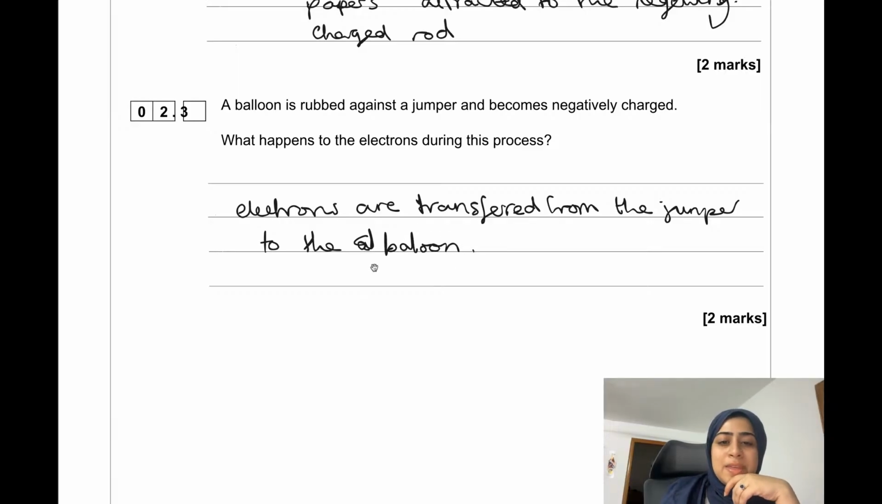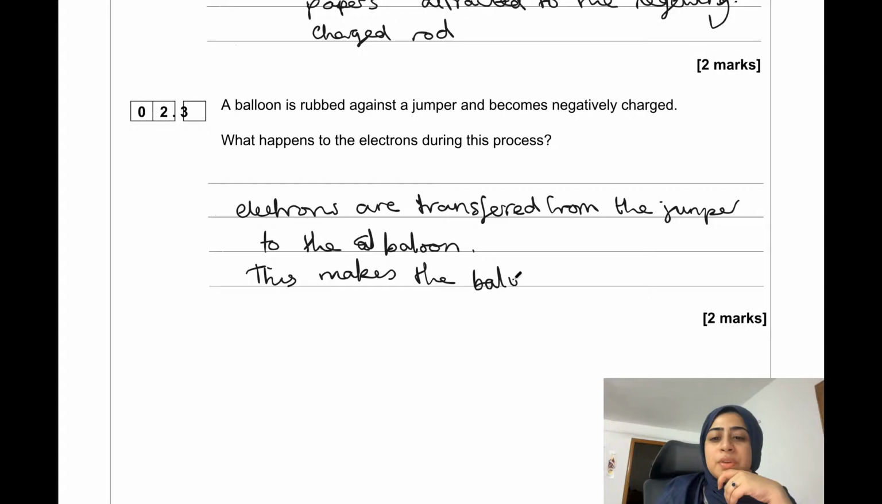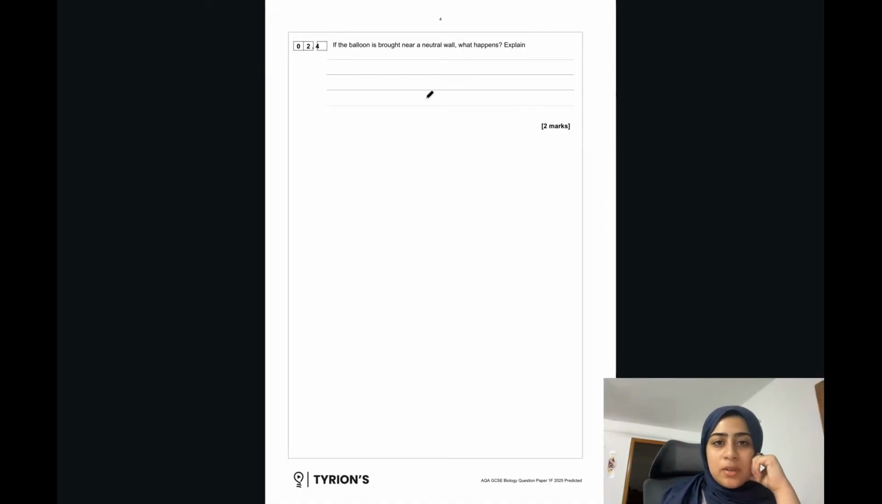Okay, and this makes the balloon negatively charged. That is what you would say for this particular question.